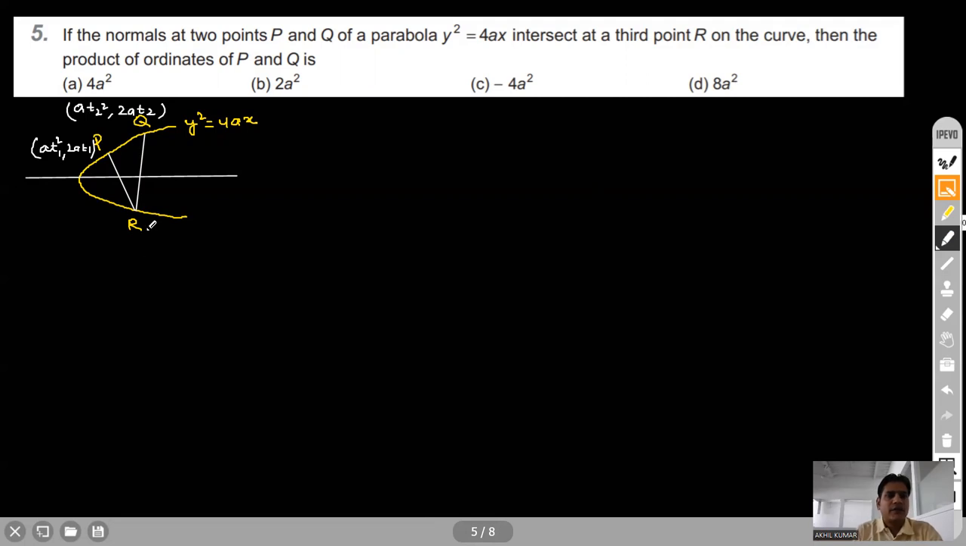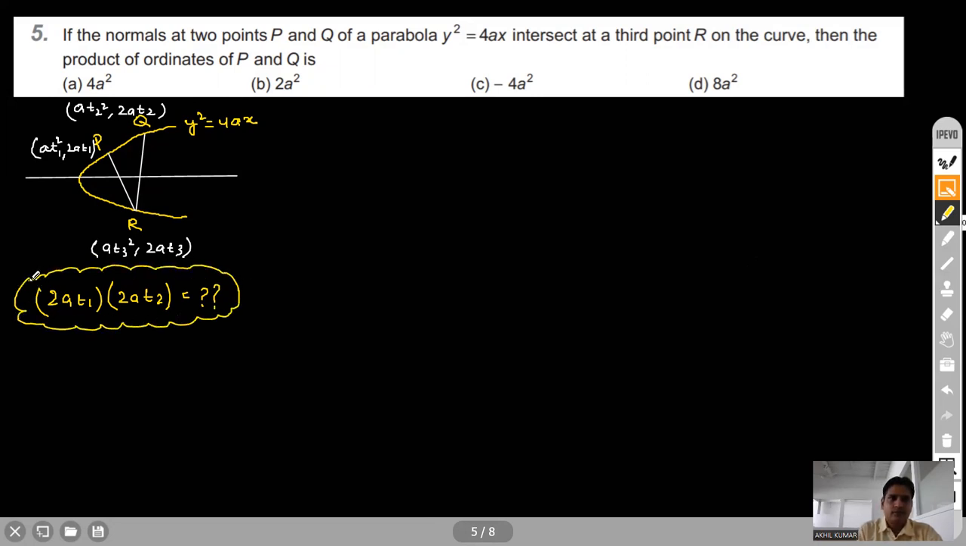And we can also assume the coordinate of R, since it is also on the same curve y square is equal to 4ax. So let me take it as at3 square, comma 2at3. Okay. So the question is asking to find the product of the ordinates of P and Q. What is the ordinate of P? It is 2at1. And what is the ordinate of Q? It is 2at2. This product the question is demanding. What will be this product? This is our target to find.